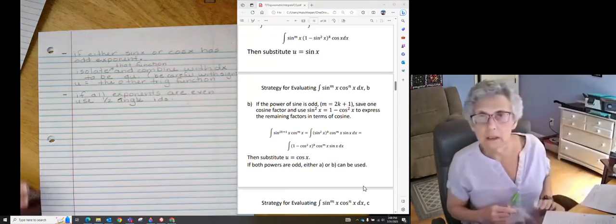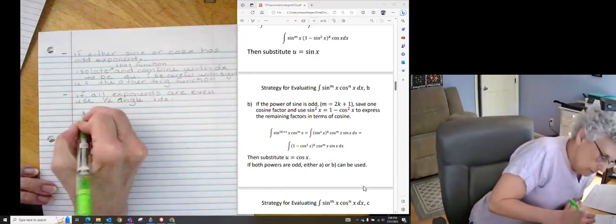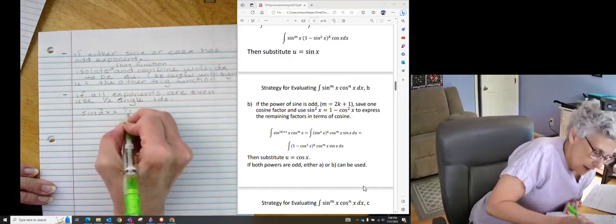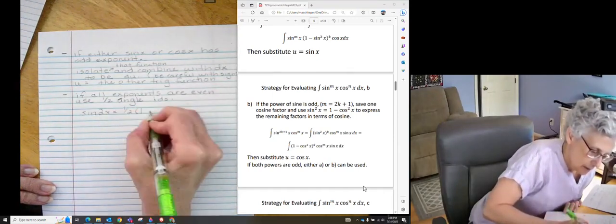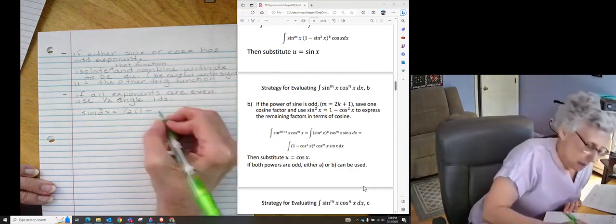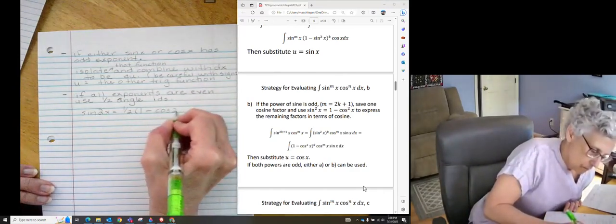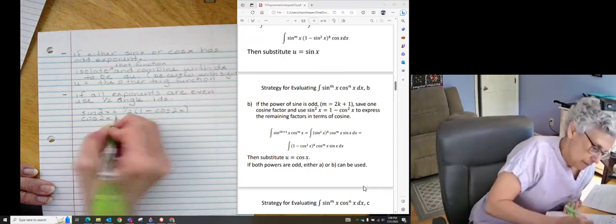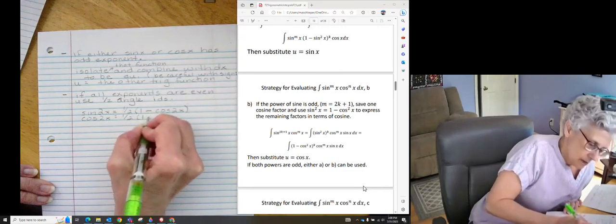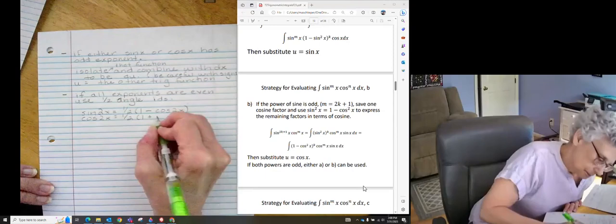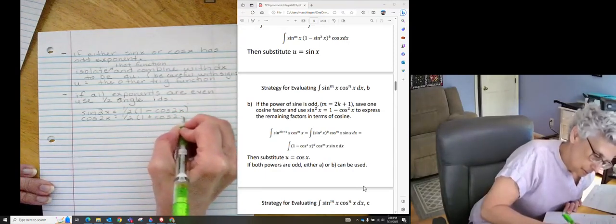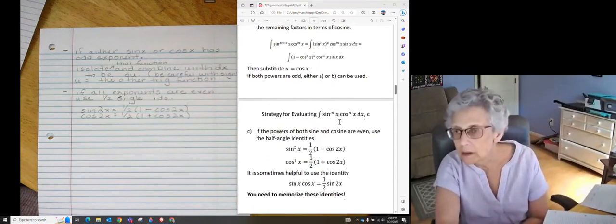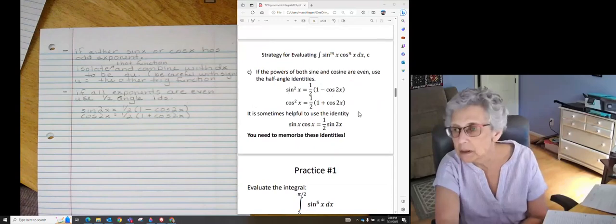And I'll write them down again just to help you memorize them. Sine of 2x, they always start with a half and 1. Sine gets the minus sign. Cosine gets the plus sign. Easy enough.